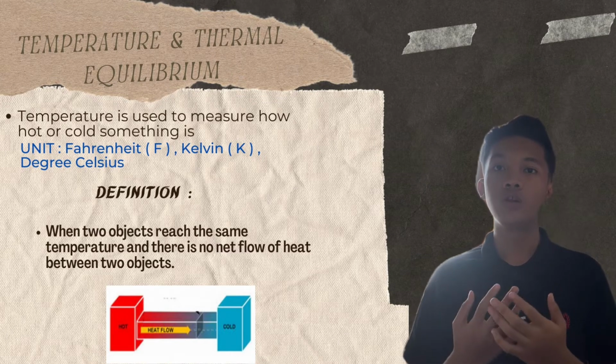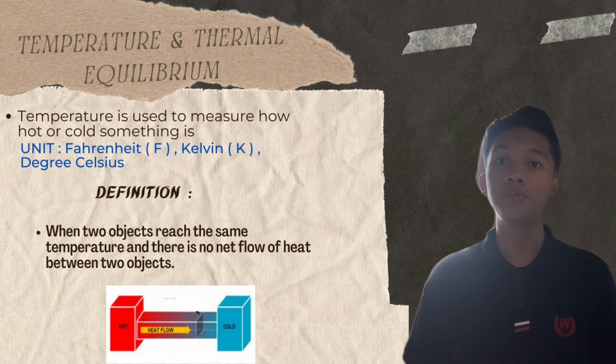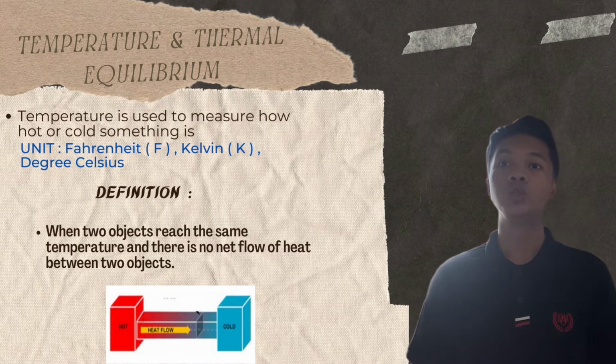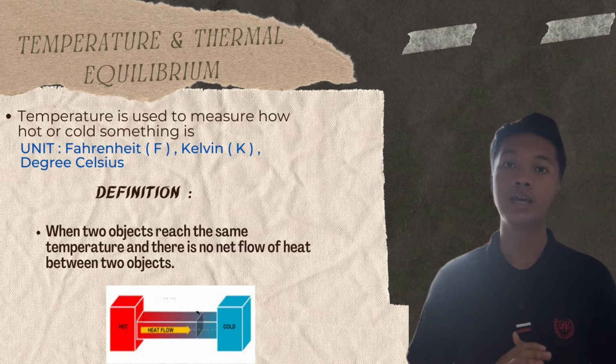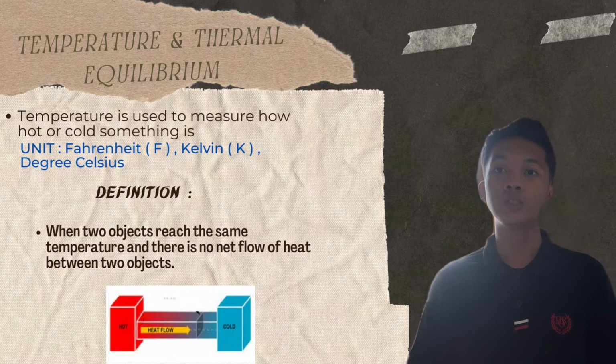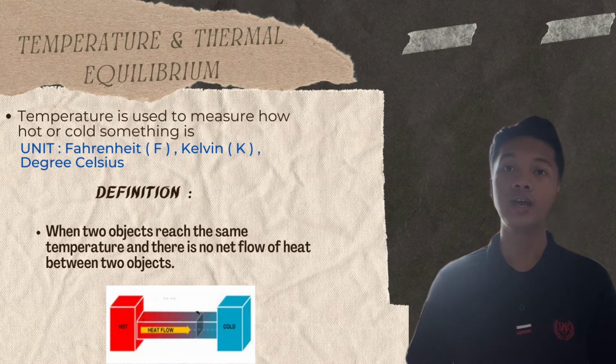Alright, so first of all, what is the definition of temperature and thermal equilibrium? Temperature is used to measure how hot or cold something is, and temperature has three units, which are Fahrenheit, Kelvin, and degree Celsius. Next, thermal equilibrium is defined as when two objects reach the same temperature and there is no net flow of heat between the two objects.